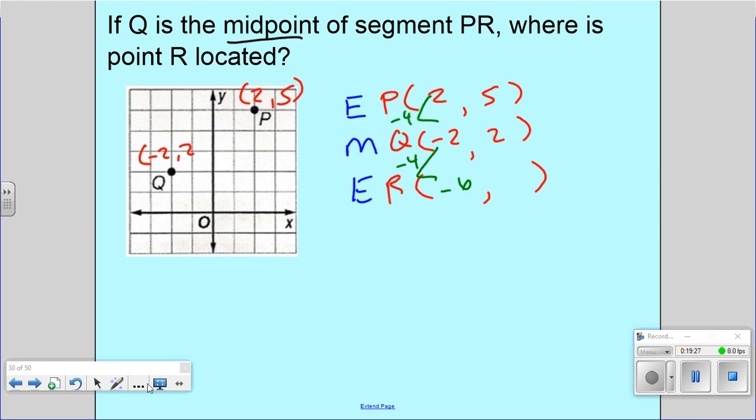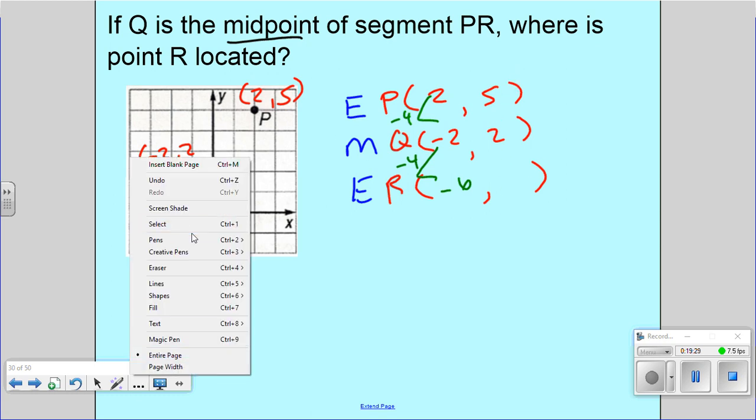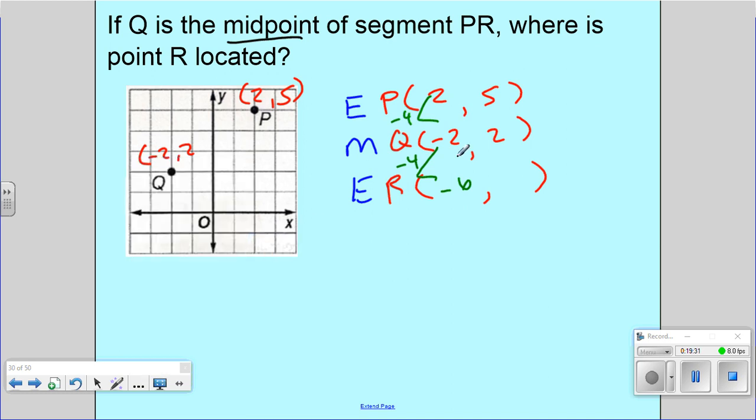When I look on the other side, I go from 5 to 2. Again, that's a decrease, but this time by 3. So continue the pattern, decreasing by 3. 2 minus 3 is -1. So point R is at -6, -1.